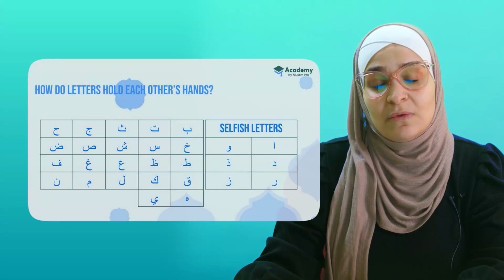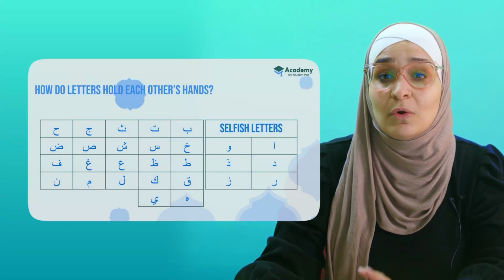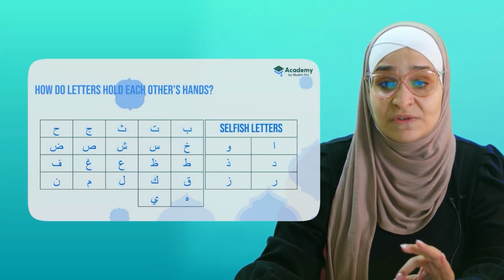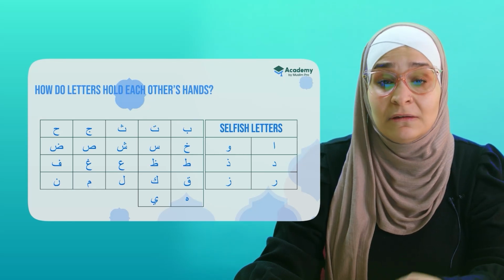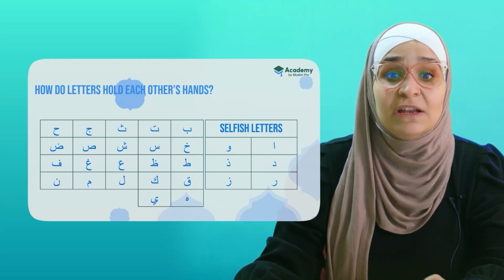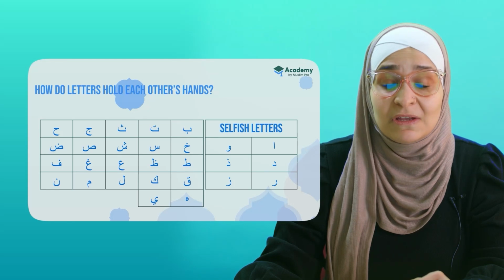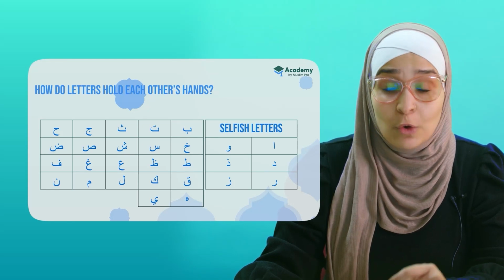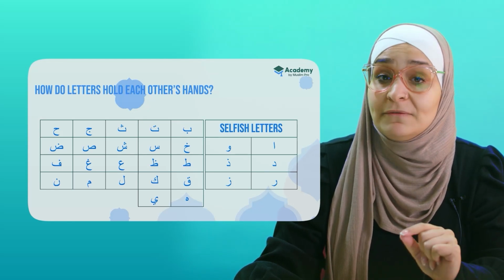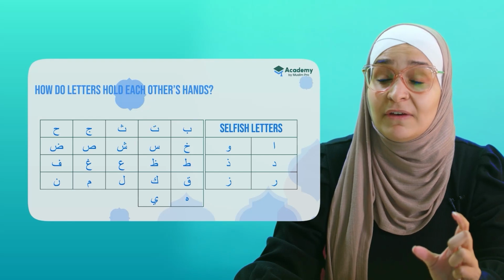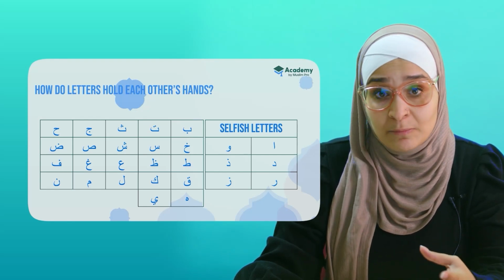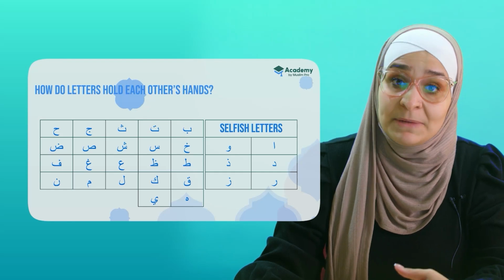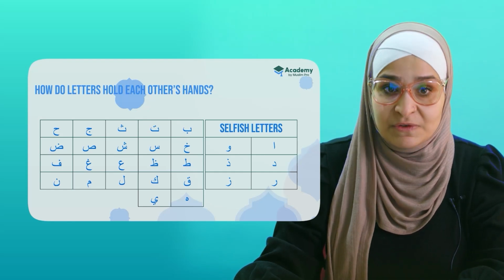So as you can see on the right side, we have selfish letters. We only have 6 letters that are considered to be selfish. They only have 2 ways of being written. We will get to that a little bit later. But the rest of the Arabic alphabet are connected on both sides, which basically means you have to connect them, and they will have 4 positions of being written. They have the independent position, initial, medial, and final position.